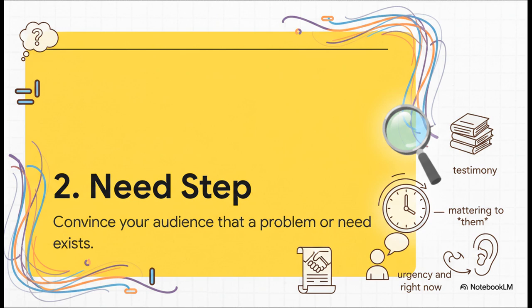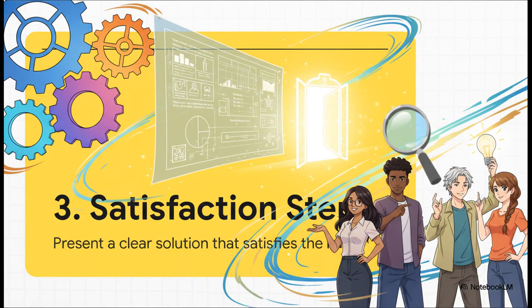Here, you'll use evidence, examples, maybe some testimony to prove that a real problem exists. You have to establish that urgency and relevance. Why should this matter to them right now? All right, you've laid out a problem. Now what? Well, the satisfaction step is where you get to be the hero.